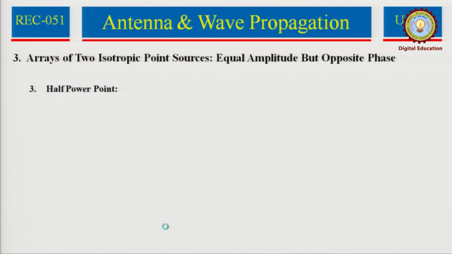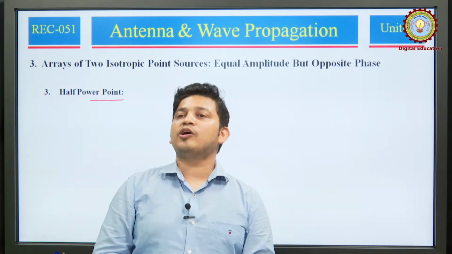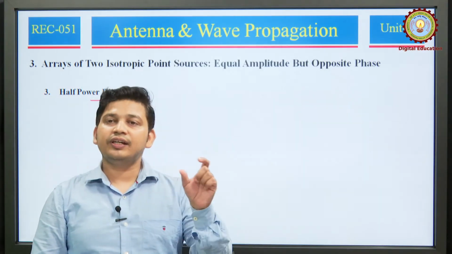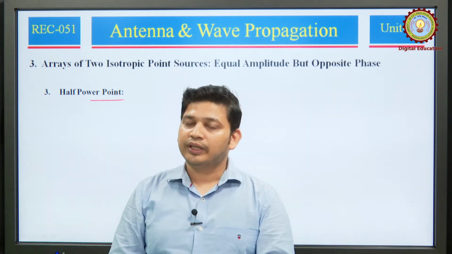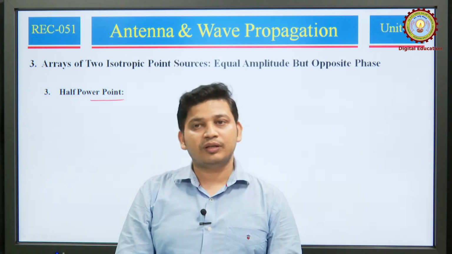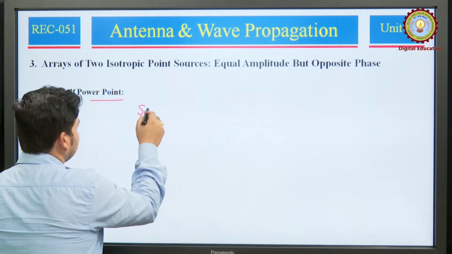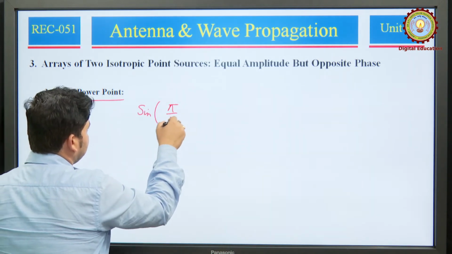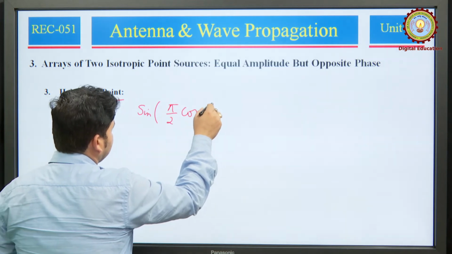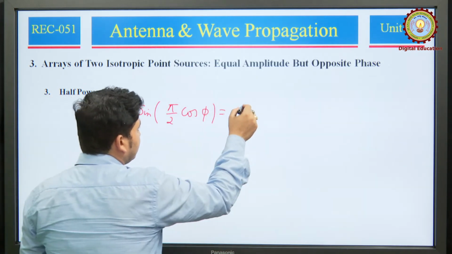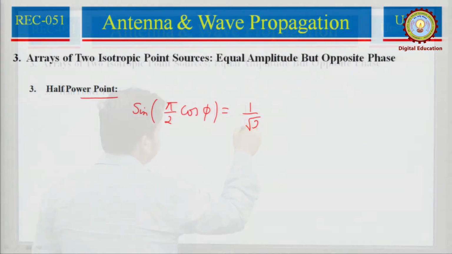Next, half power points. How do we calculate it? As we know, the half power point is nothing but field is equal to 1 by root 2, and for power it is 1 by 2. So, just equate it: sin(pi/2 cos phi) is equal to 1 by root 2.